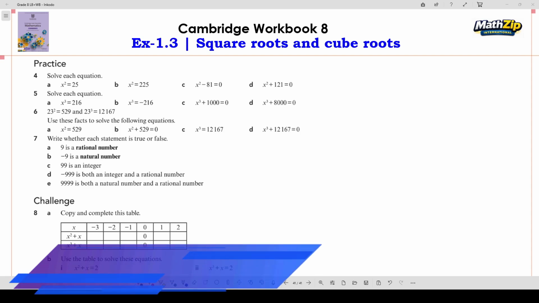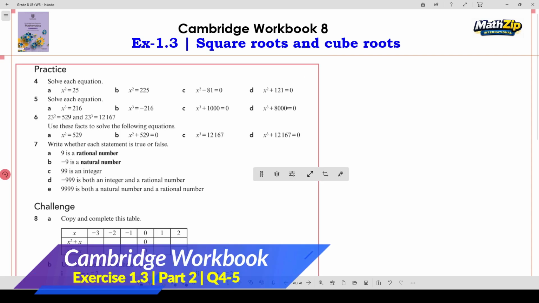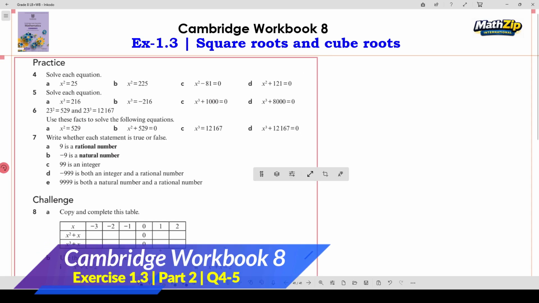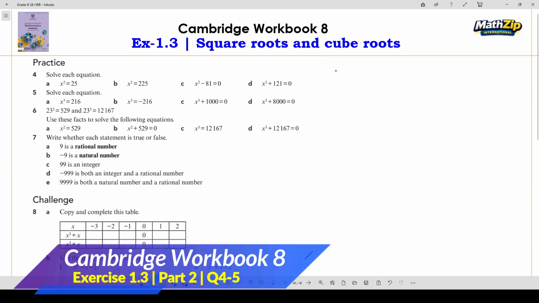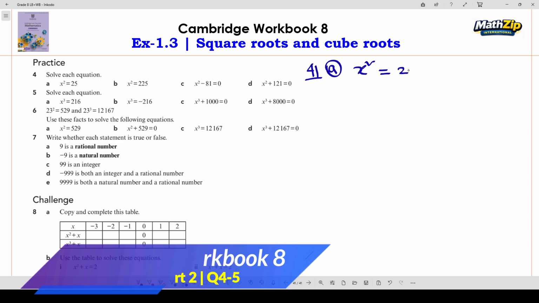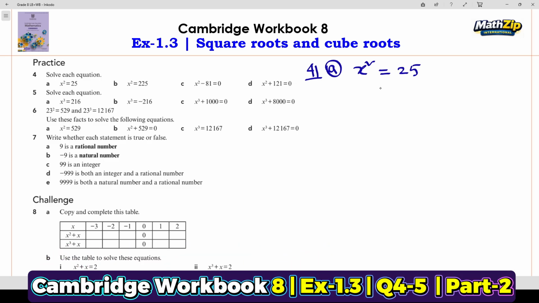Question 4 is very important. Solve each equation. Number A, x squared equals 25. So we have to find out the value of x.